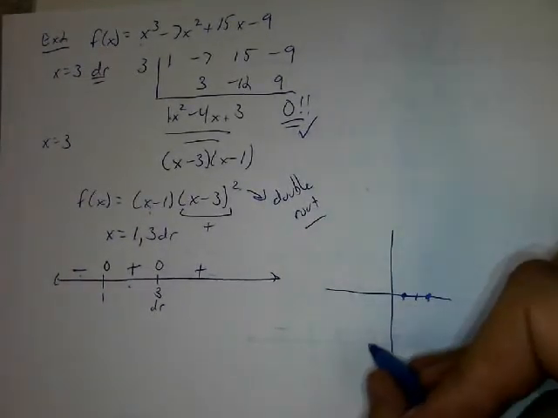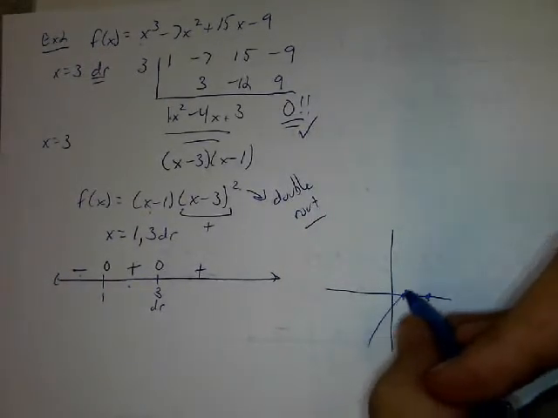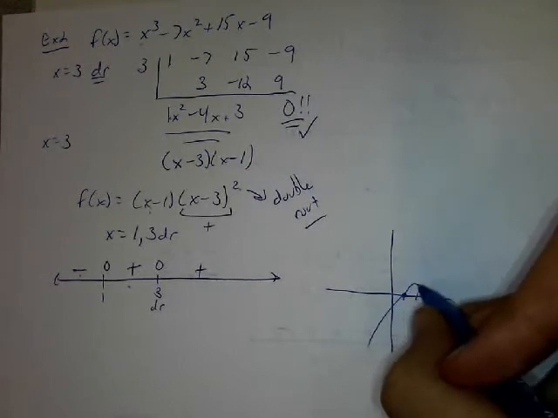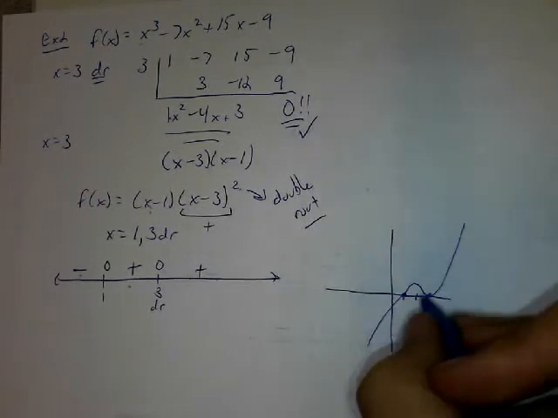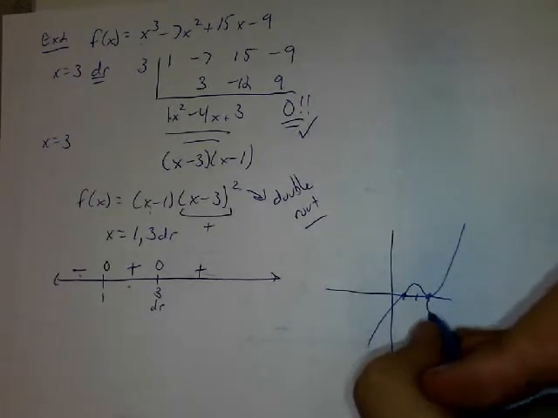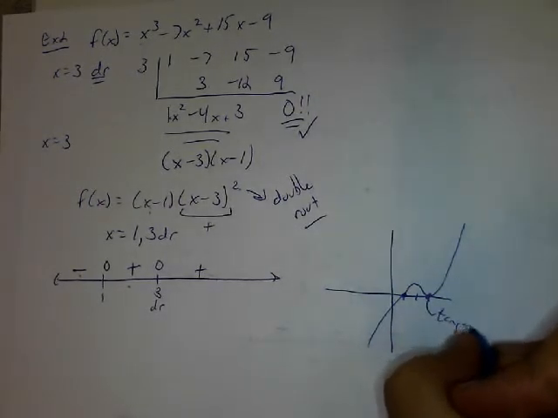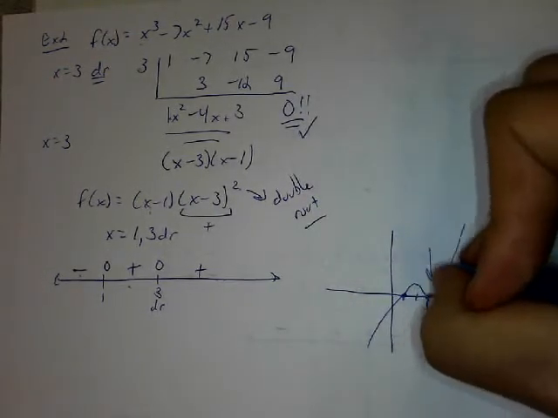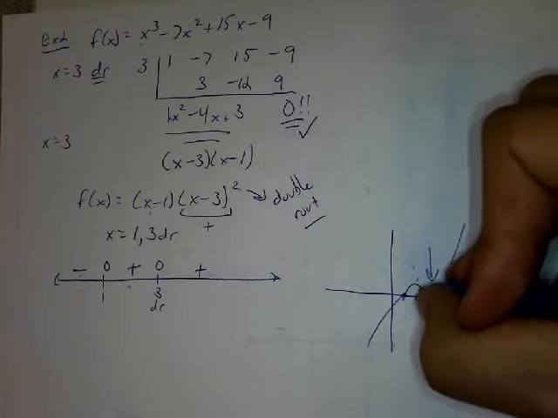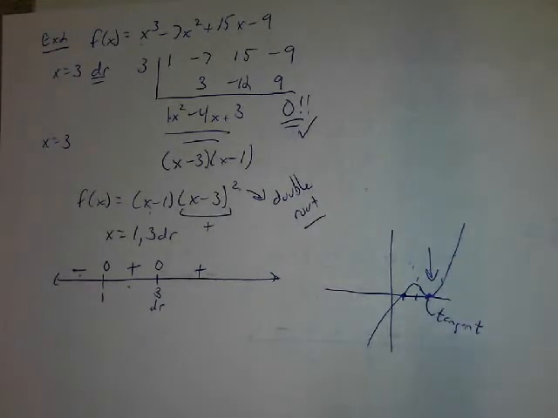it's negative, comes up to positive, dips down, touches, and then bounces back up. It never goes negative there. It's tangent to the x-axis. That's what makes it a double root. It actually looks like a parabola right there, which is why it's called a double root.